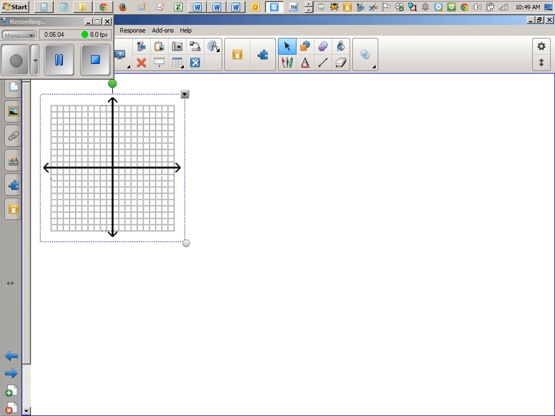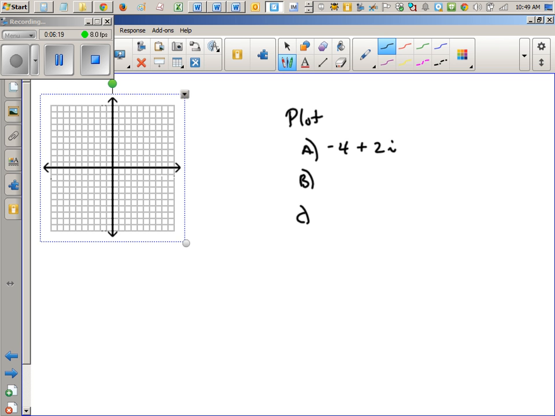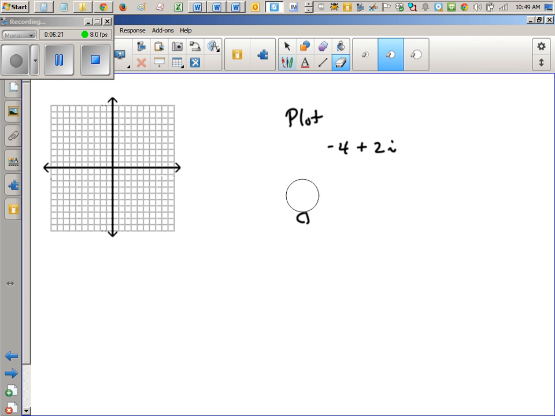I'm going to have you graph some points now. So would you please plot the following 3 points? -4 plus 2i. I will call that Z1. And Z2. Let's do simply 5. What would that mean?